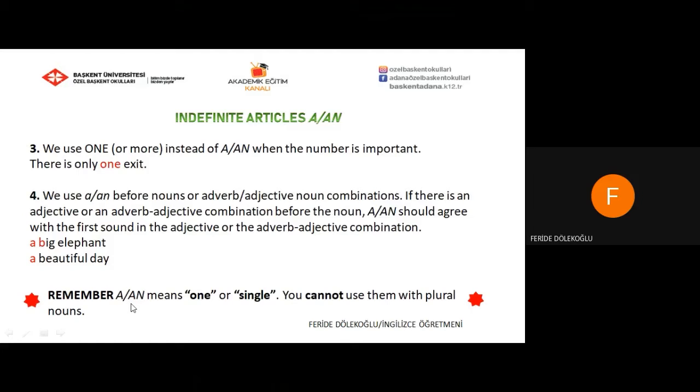Here's a note for you. A or an means one or single. You cannot use them with plural nouns. That means we don't say a beautiful days. We need to say a beautiful day because a means one. It means single.